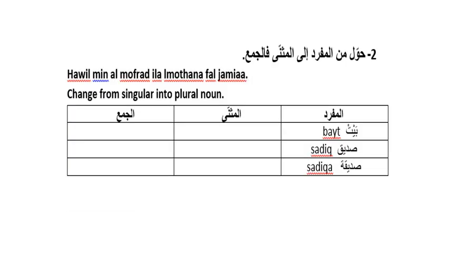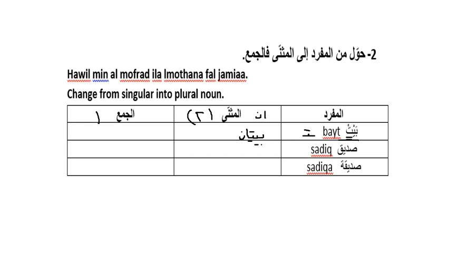In this question we are going to change from singular into plural noun. Here we have بيت, which is home. In order to change بيت into the plural noun, which is two, we need to add a and na. So بيت becomes بيتان. The form of ta will be changed in the middle, and then we add a and na, so it's بيتان.